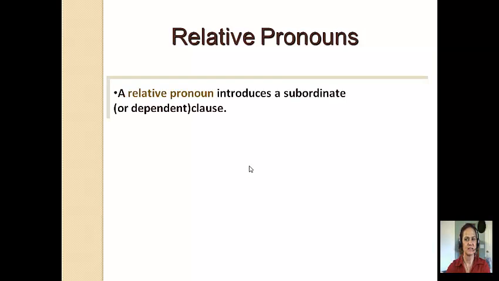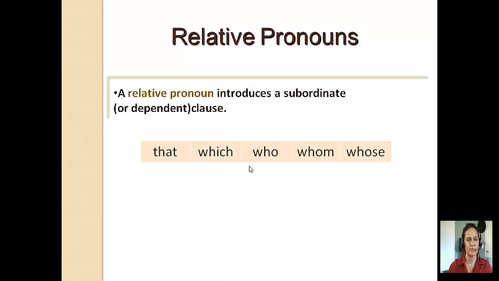Then we have relative pronouns. A relative pronoun introduces a subordinate or dependent clause. Now these, when you're studying clauses, if you know your relative pronoun, man, you've got it. Because it's like blinking: I'm a relative pronoun, I'm introducing a dependent clause. So these you need to pay attention to because after winter break, we're going to come back and study clauses, and you need to know relative pronouns. And our relative pronouns in English are that, which, who, whom, and whose.